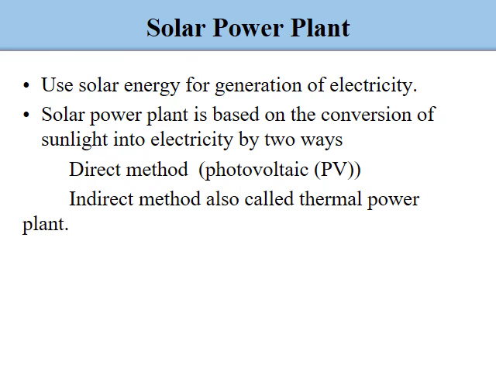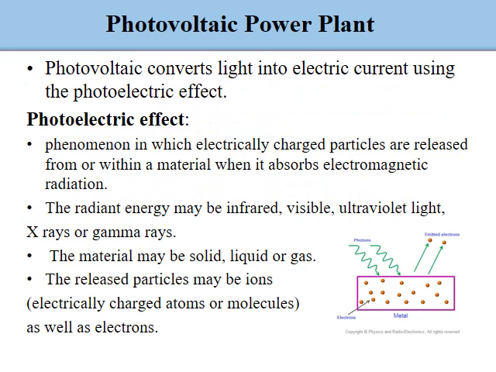Also, solar energy is a renewable energy source. Solar power plant. In solar power plant, solar energy is used for generation of electricity. Also, solar power plant is based on the conversion of sunlight into electricity by two ways. One is direct method and other is indirect method. Direct method is also called photovoltaic and indirect method is called thermal power plant.